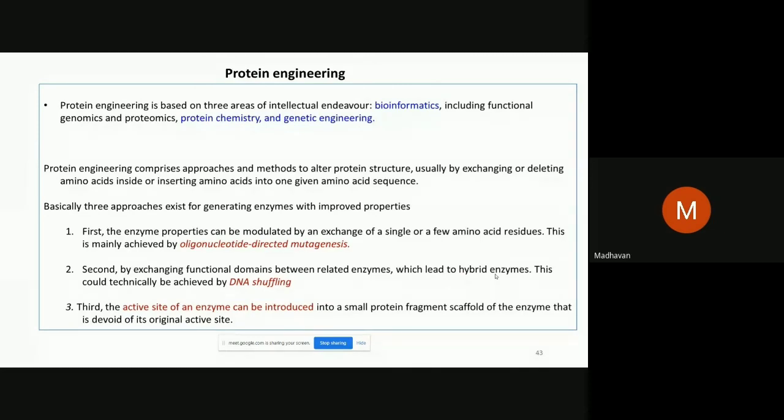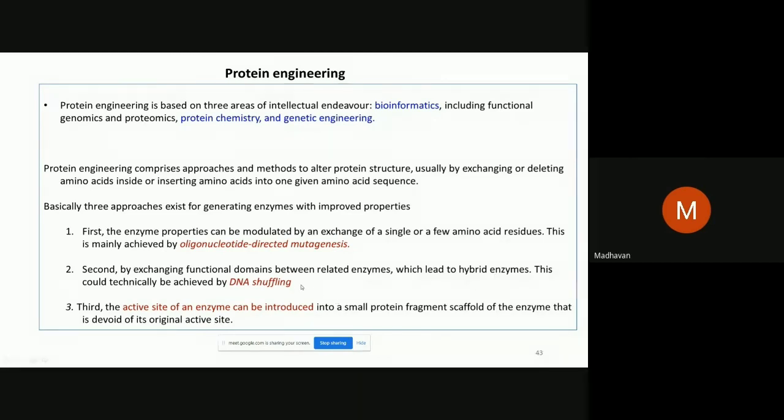So basically there are three approaches for generating enzymes with improved properties. First, oligonucleotide directed mutagenesis, where the enzyme properties can be modulated by exchange of a single or a few amino acid residues. That is done by this approach. Second, you can exchange functional domains. For example, glucoamylase and alpha amylase related enzymes: their functional domains can be exchanged, and you can make a hybrid enzyme. So you can cleave both 1,4 and 1,6 linkages, and both can be done by this kind of enzyme.